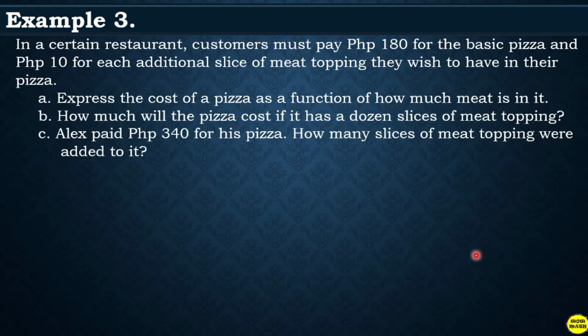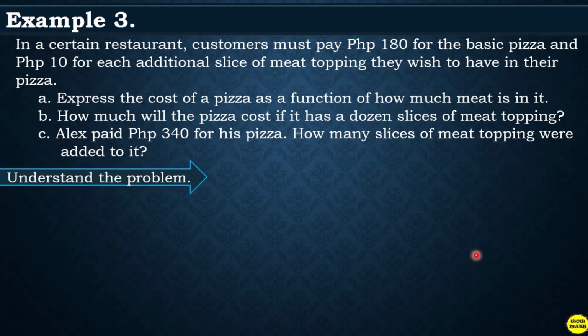Okay, let's have example number 3. In a certain restaurant, customers must pay 180 pesos for the basic pizza and 10 pesos for each additional slice of meat topping they wish to have in their pizza. First, understand the problem. The first given is that they will pay 180 pesos for the basic pizza ordered. If you want an additional slice of meat, they will pay 10 pesos for each slice of meat. So for each slice, 10 pesos is the additional.